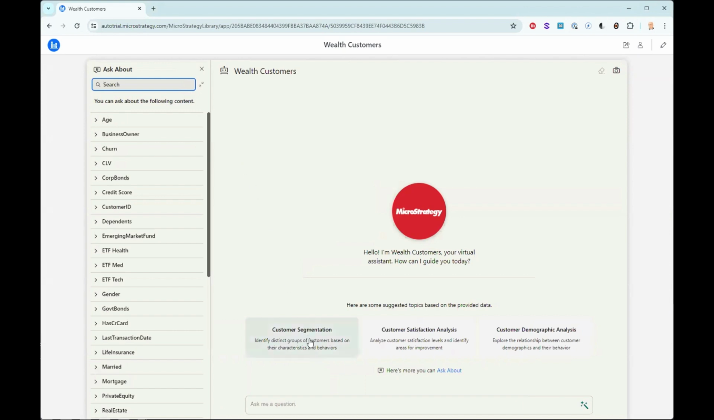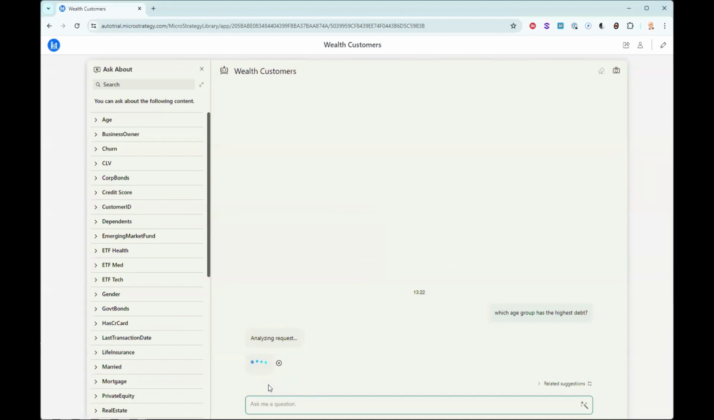The bot suggests some questions that can be asked. You can ask your own question. For example, which age group has the highest debt? You can ask for particular visualizations.